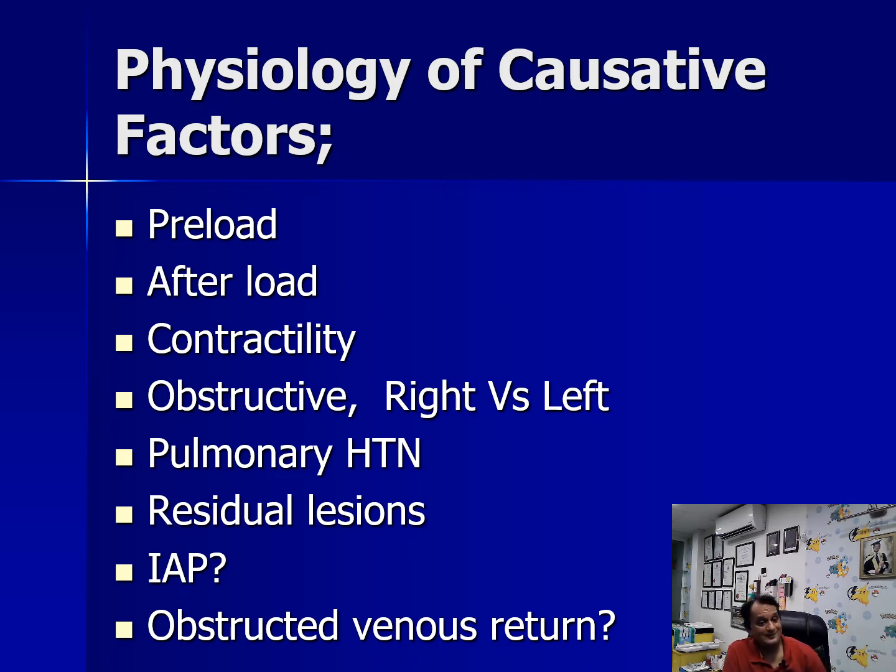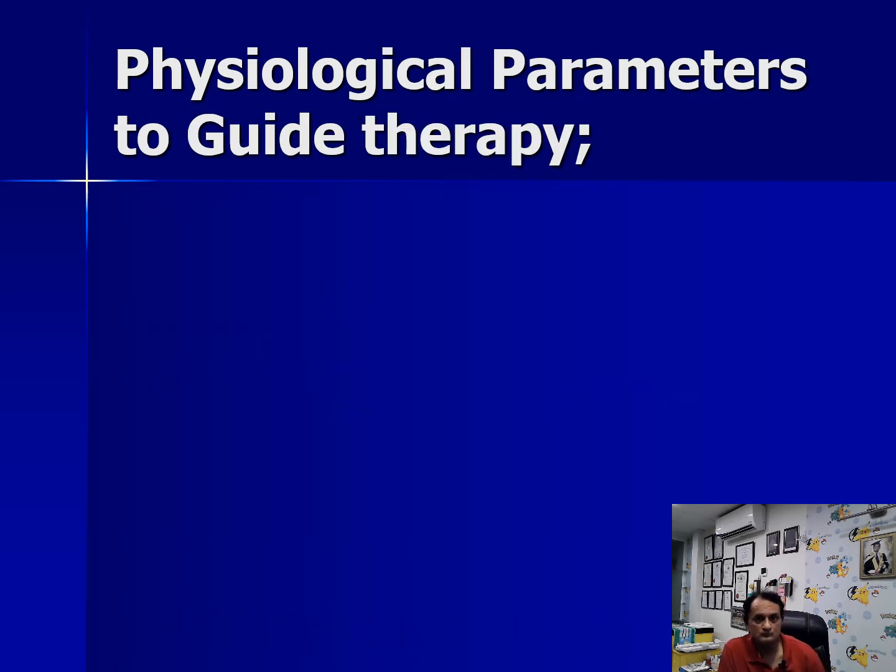And last but not the least, most important thing, obstructed venous return. If you cannot fix the patient in cardiac ICU, then think about maybe the veins are obstructed. This is a very important thing if you are dealing with a patient, because if there is no venous return, there is no cardiac output. So, physiological parameters to guide therapy.